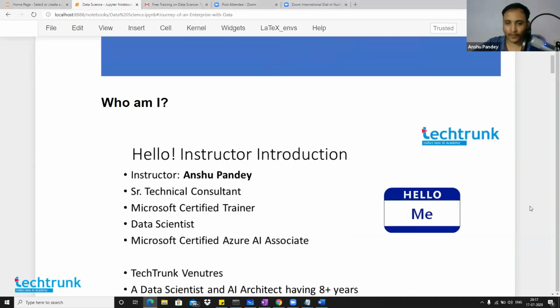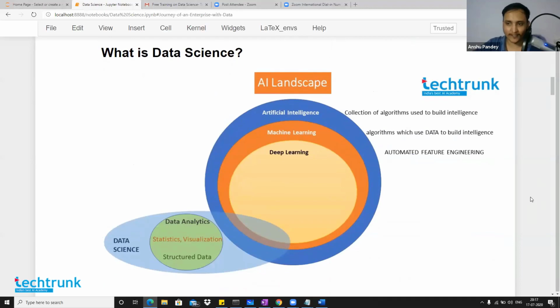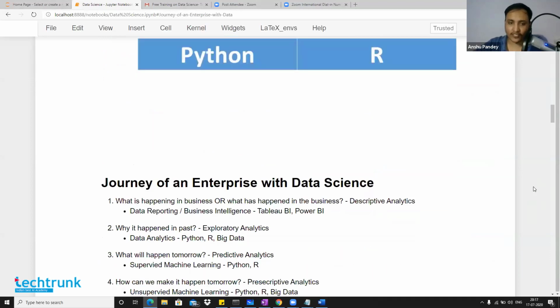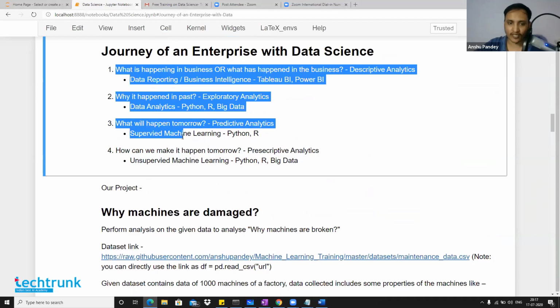And we discussed today whole night, and we start with the idea of what is data science, right? So this is day 2 of the workshop on data science. We discuss all the idea of programming languages, and mainly we spent a lot of good time on understanding the journey of enterprise, what should be an ideal journey of enterprise with data science.